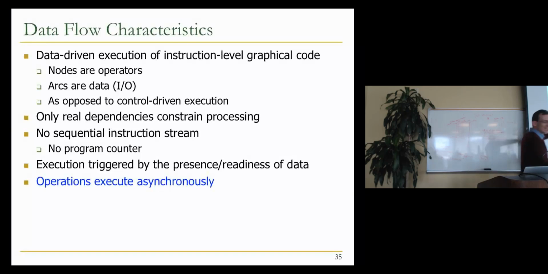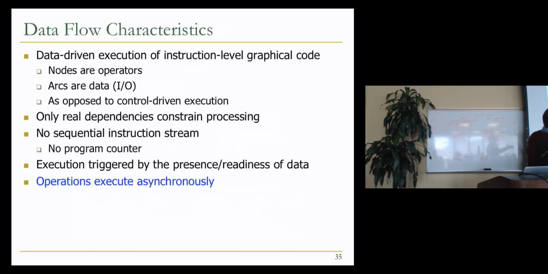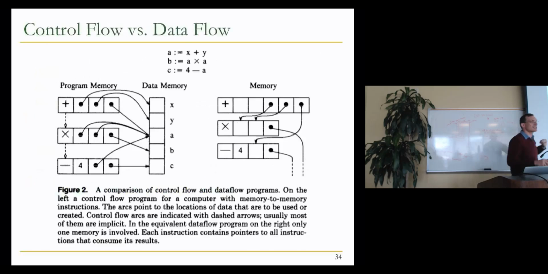Okay, so what are the characteristics of a pure data flow machine? Data-driven execution of instruction-level graphical code. You can think of this as graphical code, right? Nodes are operators, arcs are data, and we know that this is different from control-driven execution. The upside is only real dependencies constrain processing, right? Here, the program order constrains the processing, right? Because you need to fetch instructions in the program order. There may be lots of independent instructions down here, but somebody did not schedule them. You're bound by the control flow order when you're fetching. Here, only real dependencies constrain the processing.